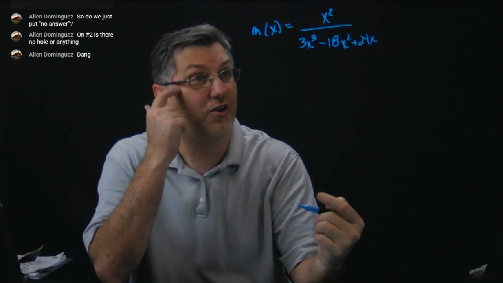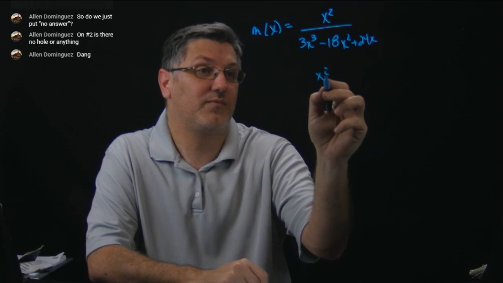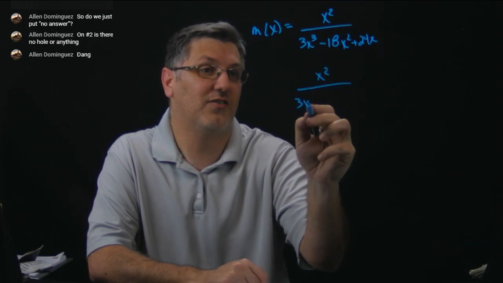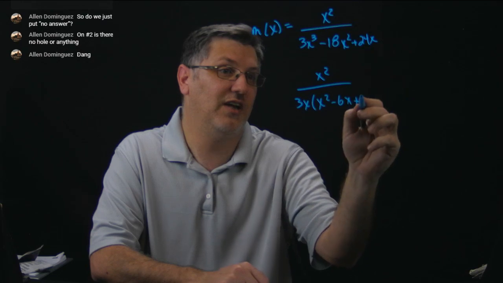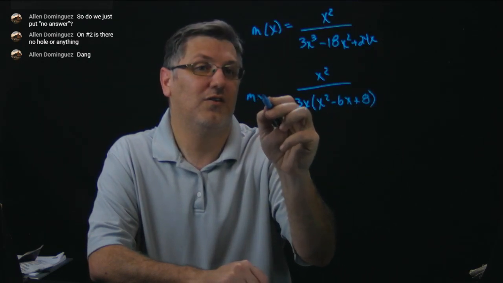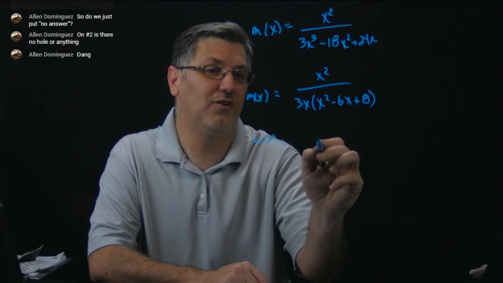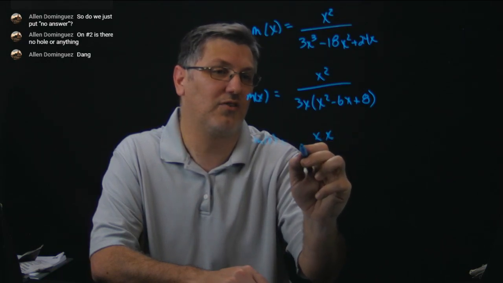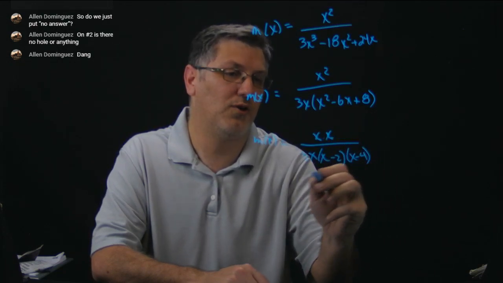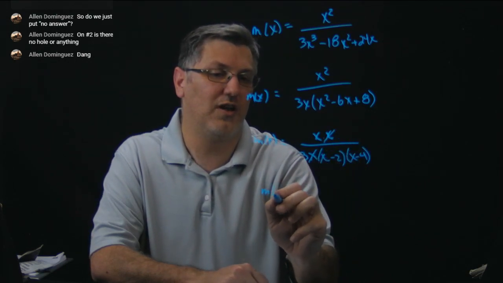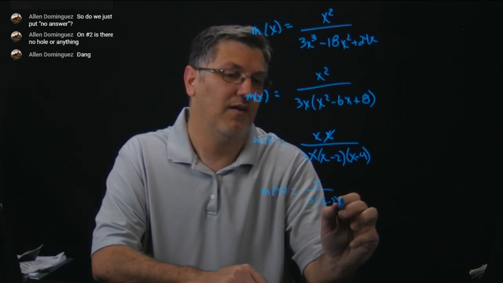The bottom has a GCF of 3x for sure. So we're going to have x squared over 3x, which leaves x squared minus 6x plus 8. This is still m of x. Now we factor the inside here. I want to write this as x times x because I'm about to cancel. 3x, and this factors to x minus 2, x minus 4. This x and this x cancel, so I reduce down to m of x equals x over 3 times x minus 2 and x minus 4.